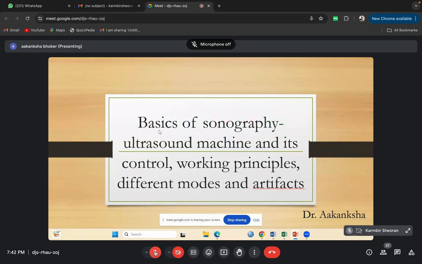So before starting, just one thing I would like to know: will it be okay if I go with a mix of English and Hindi, or should I continue in English only? Please. Yes, ma'am, you can use mixed language. Okay, fine.